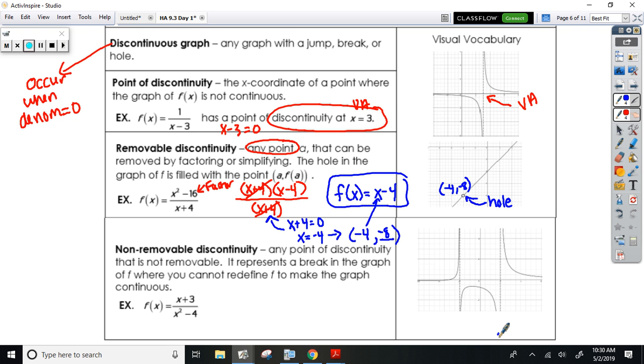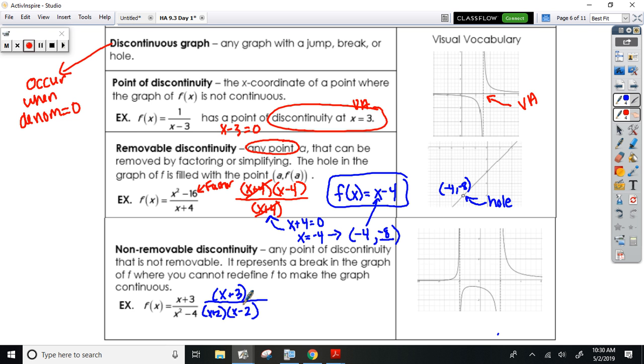Again, these are called removable because they canceled out. And so it just left a little dot instead of having a hole asymptote. The non-removable discontinuities are what we've been doing. Those are your asymptotes. So in this example, you can factor the denominator into x plus 2, x minus 2. But nothing divides out. You don't have any common binomials in the top and the bottom.